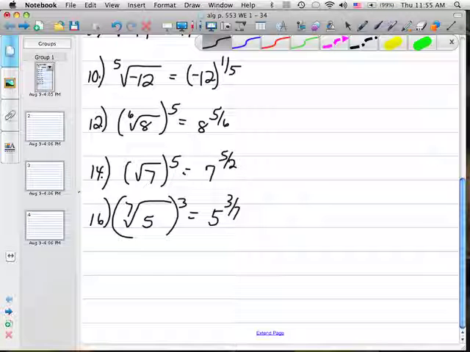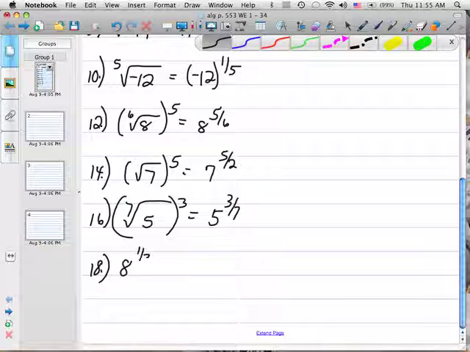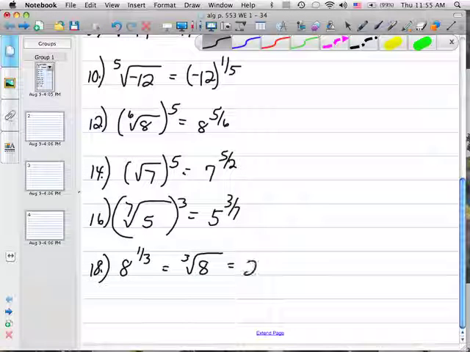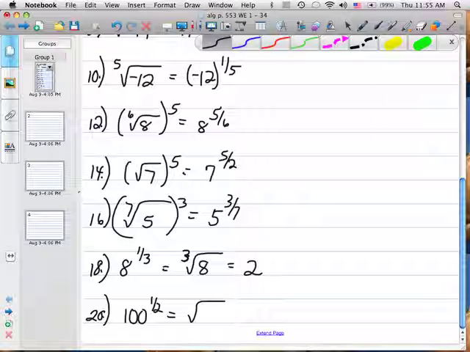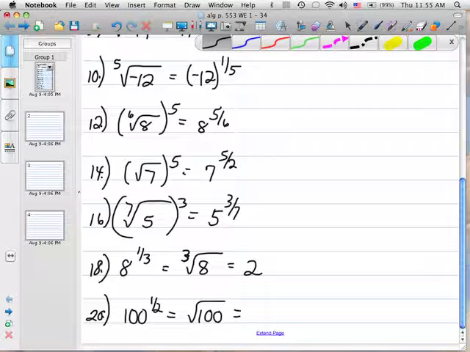In the second set of problems, 17 through 34, if the expression can be simplified, you are to simplify. If the expression does not name a real number, say so. 18, 8 to the 1/3 power is the cube root of 8 to the 1st power, which is going to be 2. Number 20, 100 to the 1/2 power is the square root of 100, which is 10.